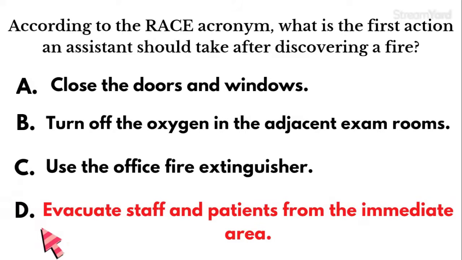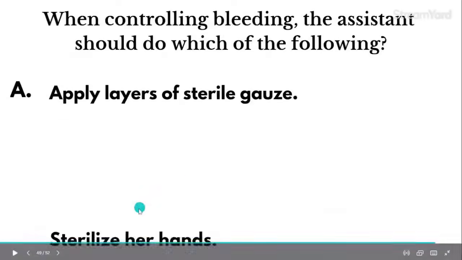C is confine or contain. That's when you want to try to close off the area. So closing the doors and windows would go under C, and turning off the oxygen in the adjacent exam rooms. And then E is extinguish and exit. So using the office fire extinguisher will go under extinguish. All right.